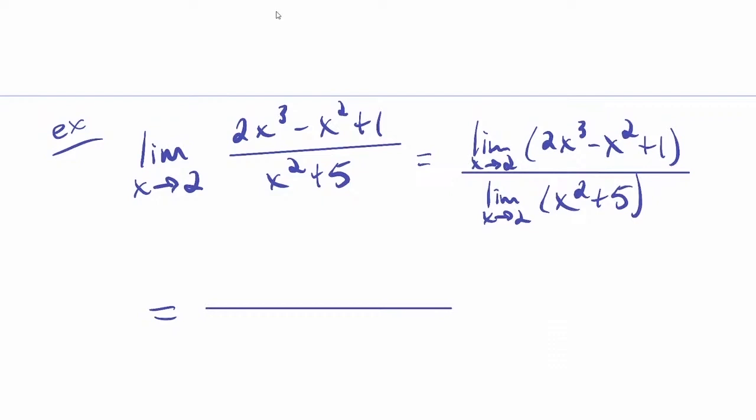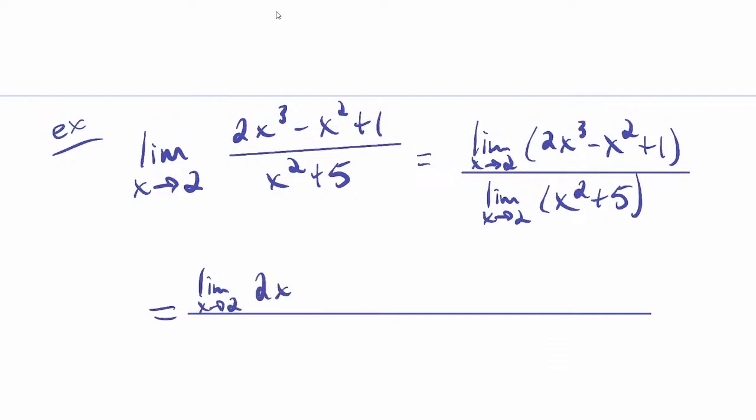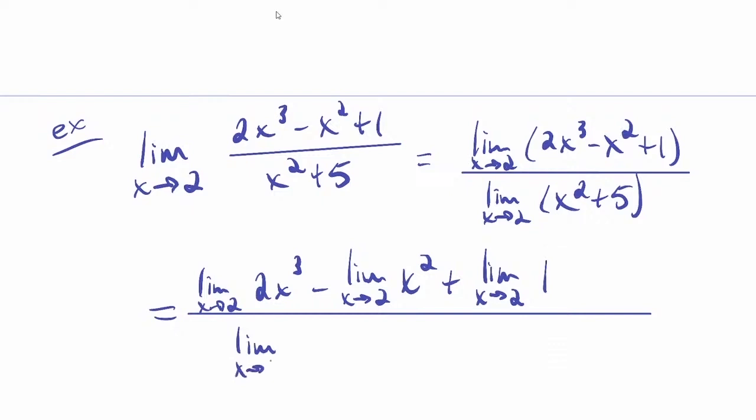So in the numerator, I'm going to break this into 3 limits, so I actually need a longer line. Okay, so this will be limit as x goes to 2 of 2x cubed minus the limit as x goes to 2 of x squared plus the limit as x goes to 2 of 1. Okay, on bottom, limit as x goes to 2 of x squared plus the limit as x goes to 2 of 5.